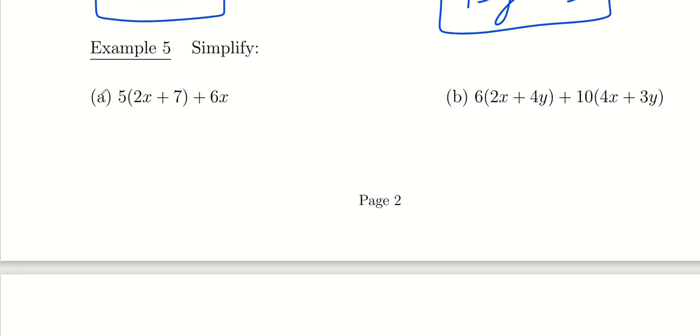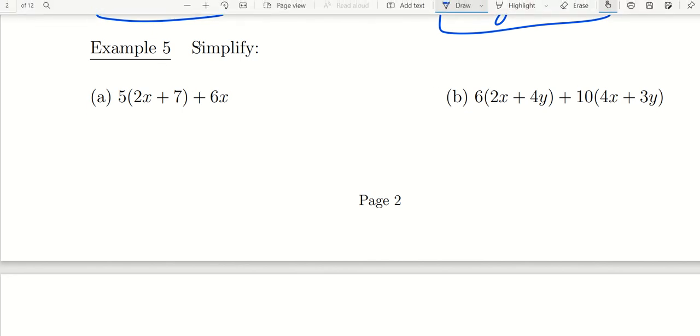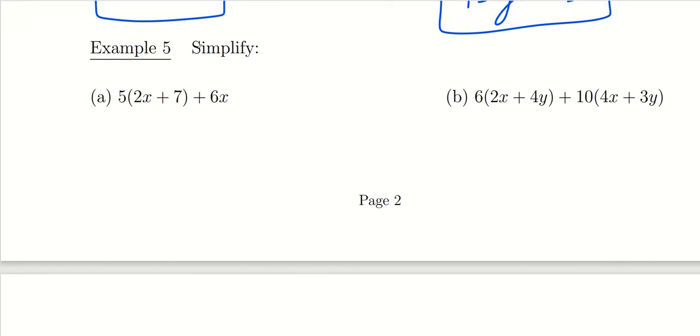Building upon this, let's take a look at example 5. Here, there's a lot more going on, where not only do we have a parenthesis, but we have additional terms that are either added or maybe even subtracted on the outside of that. But again, think of your order of operations, your PEMDAS. We have to multiply first before we add. To multiply, I'm going to distribute into the parenthesis. 5 times 2x is 10x. 5 times positive 7 is positive 35.